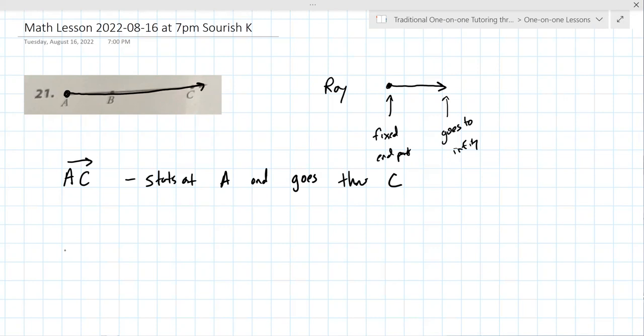This is what ray CA would look like. So that is different. Rays are different than lines and line segments. Rays have to start at a point and then they go through another point. What I'm trying to show you here is that if you switch the letters, they're not the same. This means it starts at C and goes through A. You have to be more specific in this case.